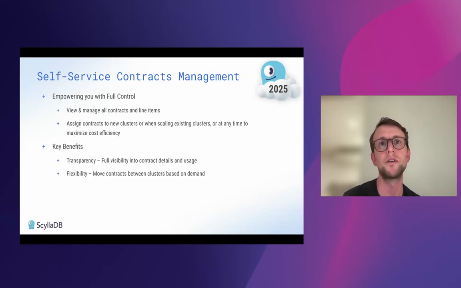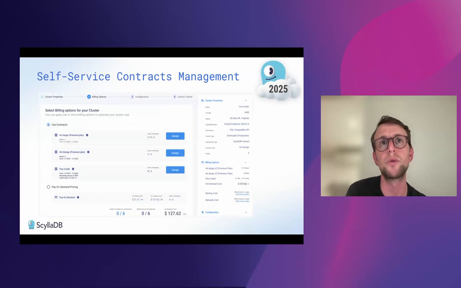And so the two key benefits of this feature are, for the first, transparency. You will get complete visibility into contract details and how they are applied. And secondly, flexibility. You can move contracts between clusters. So this means that as your infrastructure scales or shifts, you can always make sure that your contracts are being used in the most effective way possible. And here's a quick look at what's coming in the UI for self-service contracts management.